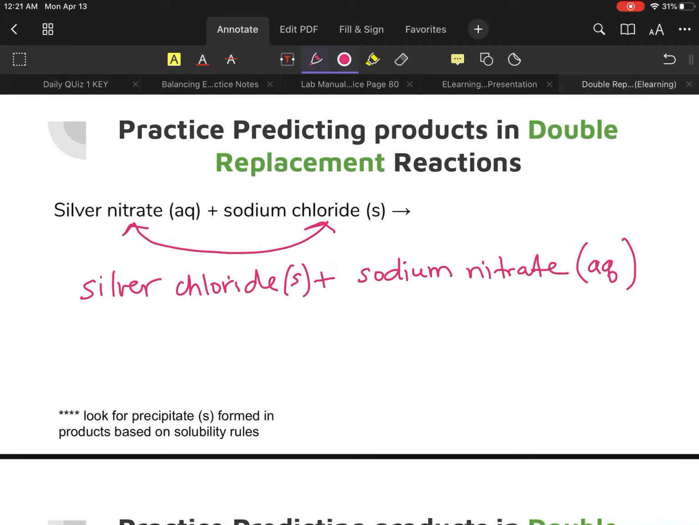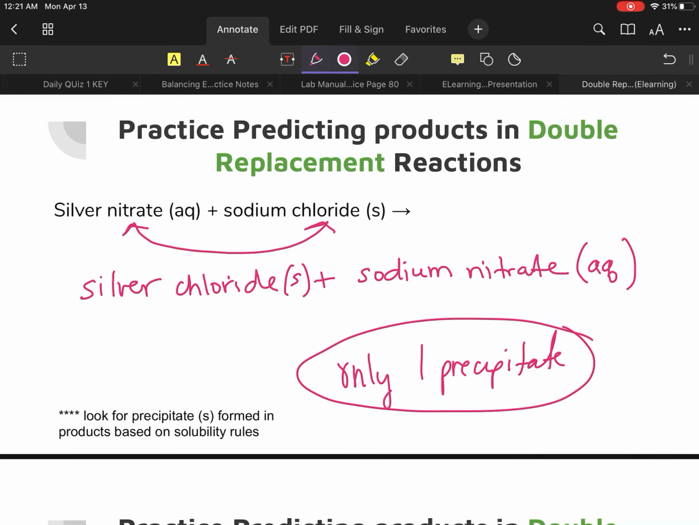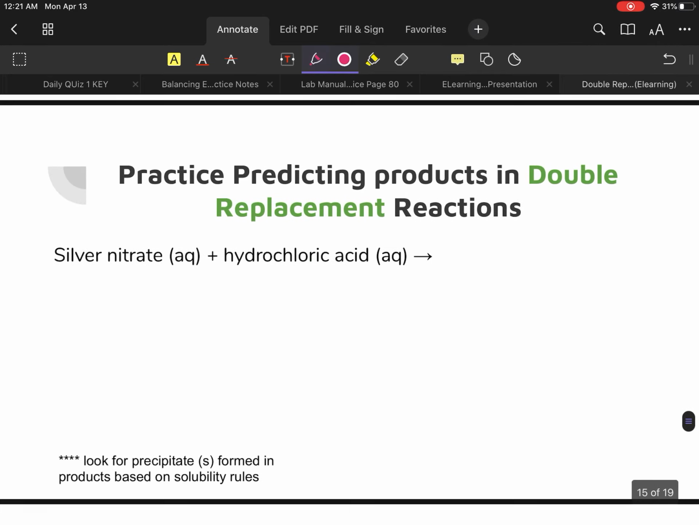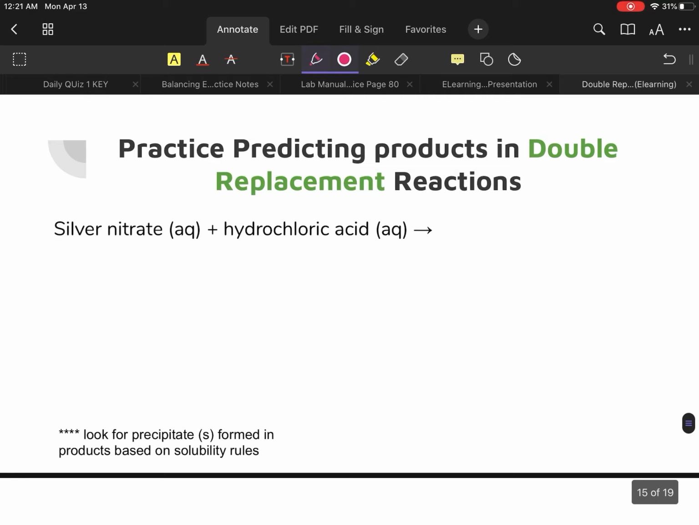I'm only ever going to have one precipitate. Only one precipitate. So once you find it, you know the other one has to be aqueous. There is a possibility of having no precipitate, so don't get in the habit of finding the one that's soluble and then thinking the other one has to be a precipitate, because they may both be soluble.